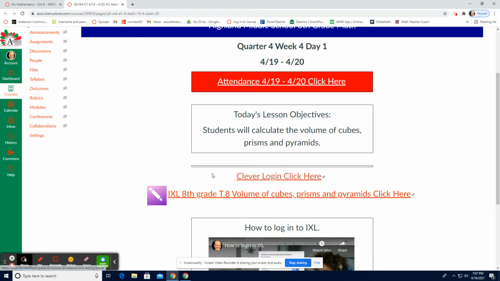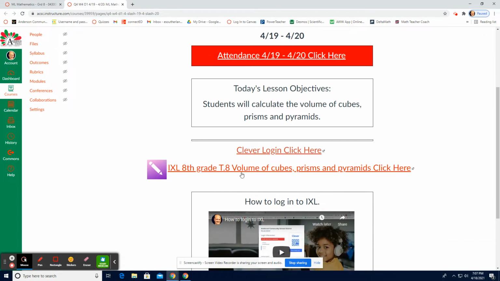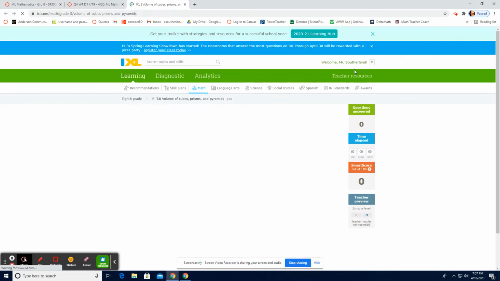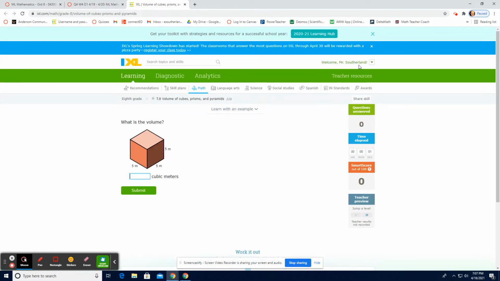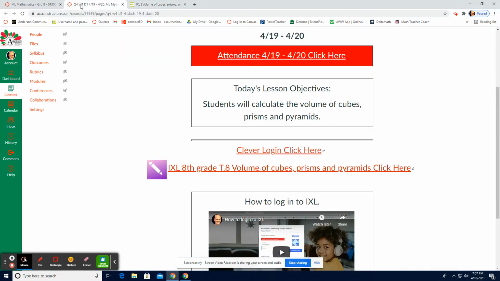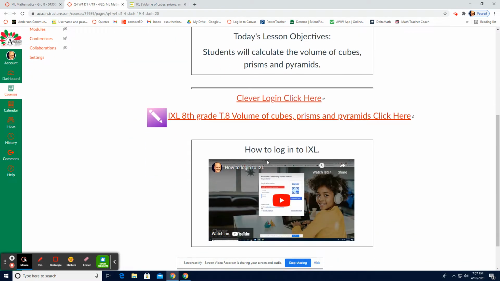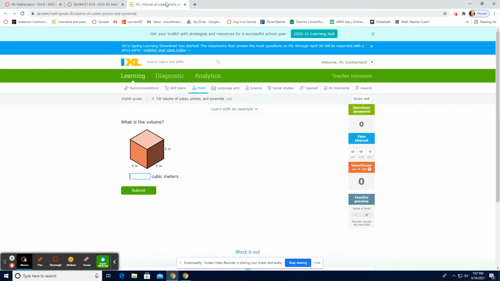And then your assignment today is to work on IXL 8th grade T8. It looks like this. You want to make sure that your name is right up here in the upper corner. If it's not, you'll want to make sure that you log into IXL through Clever. This will give you directions on how to do that.